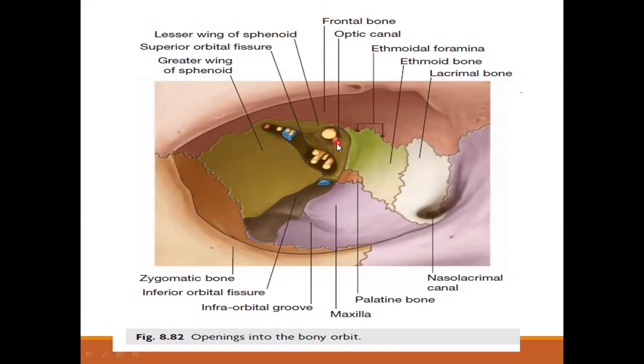Now here is the optic canal. This is the ophthalmic artery and optic nerve. This is the nasolacrimal canal. This is the infraorbital groove. And this is the inferior orbital fissure, through which some structures pass, the infraorbital nerve.